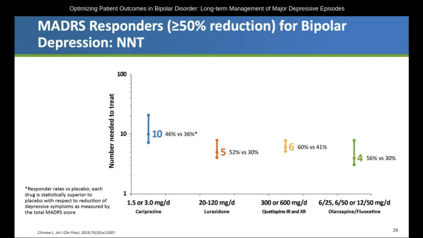So there was a 46% observed response rate for cariprazine versus 36% for placebo. That results in a number needed to treat of 10. For lurasidone, it was 52% versus 30%, which results in an NNT of 5, and so on down the line. Olanzapine-fluoxetine combination has the most robust NNT of 4. For every 4 people randomized to olanzapine-fluoxetine combination, you would anticipate 1 additional responder.